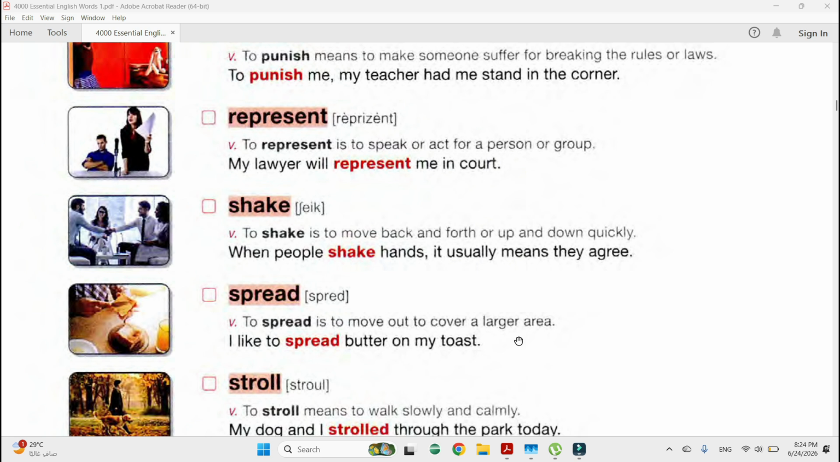Shake. To shake is to move back and forth or up and down quickly. When people shake hands, it usually means they agree.